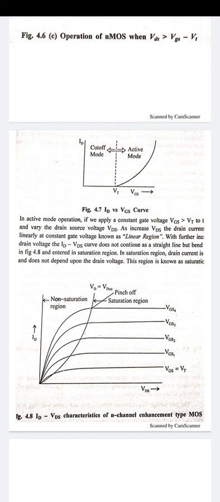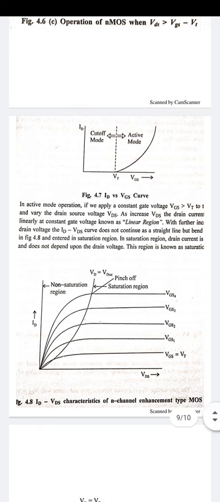But when we take the gate to source voltage at a different level, it causes an increase in the inversion layer charge. So the channel resistance reduces, causing a large drain current at a particular value of VDS. The pinch off point will now occur at a higher value of VDS. So these are the relationships between ID and VDS for particular values of VGS.